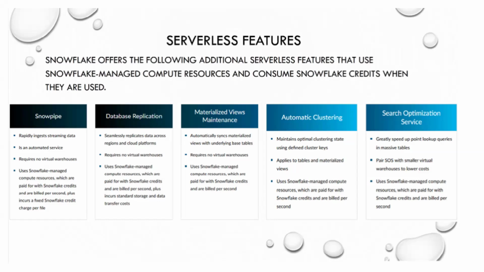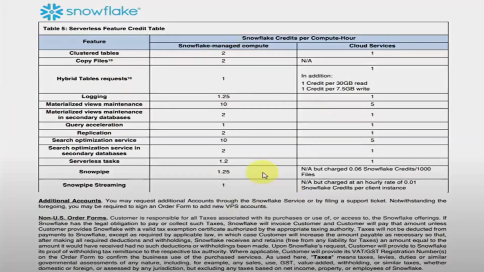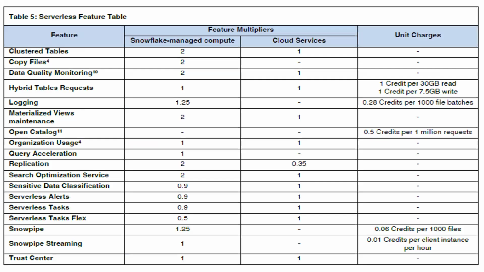Okay? All these will fall under cloud services cost. A cloud services cost generally will be part of these different costs only. And this is how Snowflake is charging. Cluster table, you can see here, like copy files, two credits per hour, and a data quality monitor, 2 credits, like that. This charging for every compute, it will go and calculate like this.